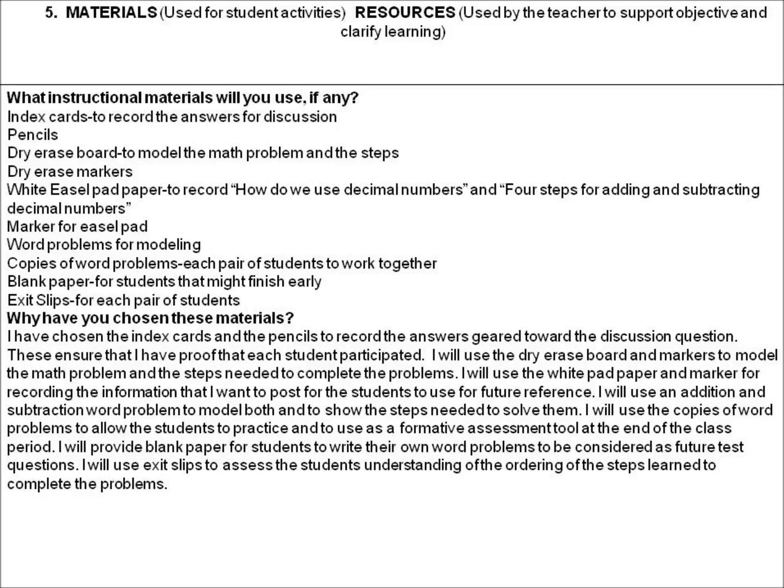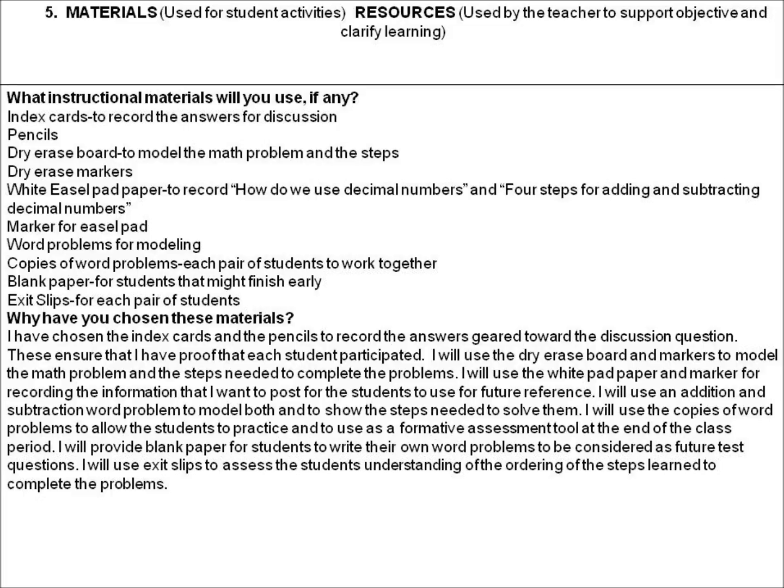I will use the dry erase board and markers to model the math problem and the steps needed to complete the problems. I will use the white pad and marker for recording the information that I want to post for the students to use for future reference. I will use an addition and subtraction word problem to model both and to show the steps needed to solve them. I will use the copies of word problems to allow the students to practice and to use as a formative assessment tool at the end of the class period.